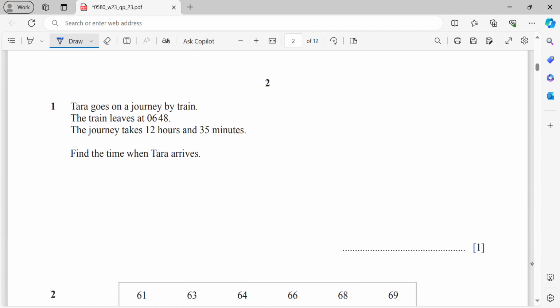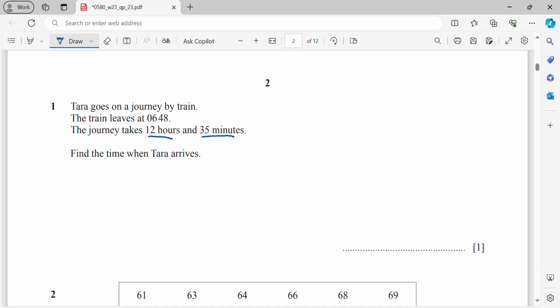Tara goes on a journey by train. The train leaves at 0648. Right, this is the 24 hours time. The journey takes 12 hours and 35 minutes. Find the time when Tara arrives.